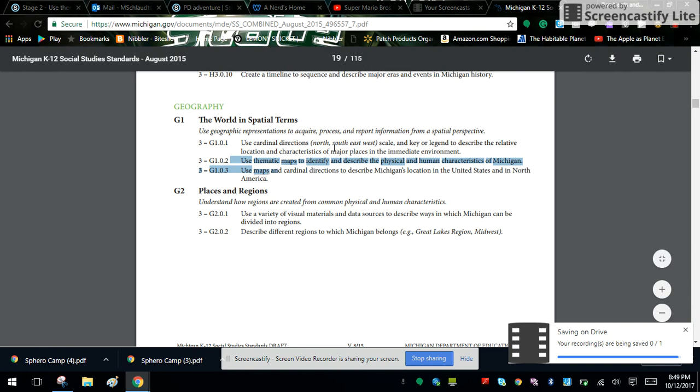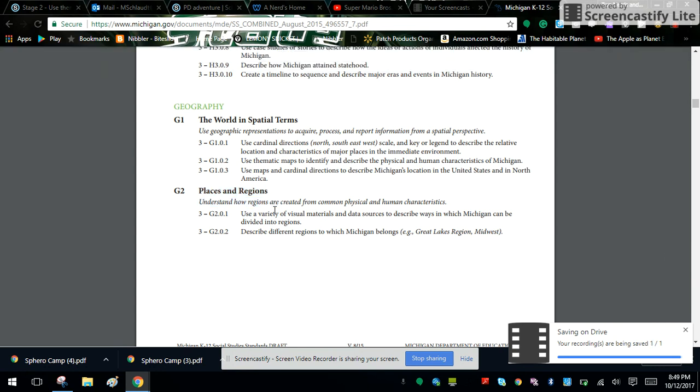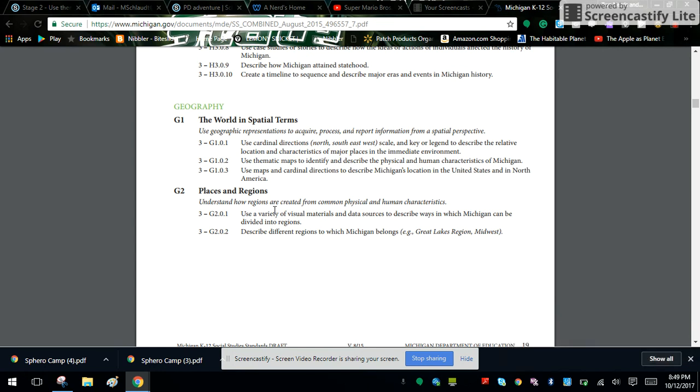And again, you can see that that finishes off this standard and it starts to get into the places and regions. For me, this was a real easy place to start as far as what do I need to have in my game? What do the levels need to be? What do the stages need to be?